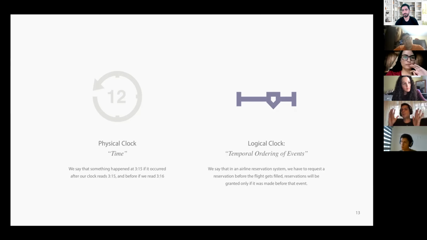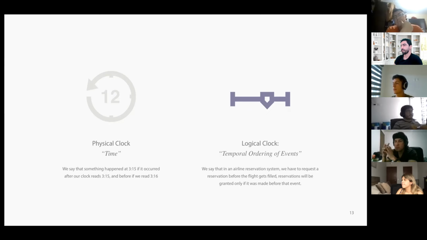But then we have the other approach, which is more about the order of the events that happen before something else. We have an event that is sending a message, and then we have the other one that is receiving the message. That's a different approach that we need to think about. It's not just the regular time that we use in our day-to-day activities, but more the order of the events that we have.